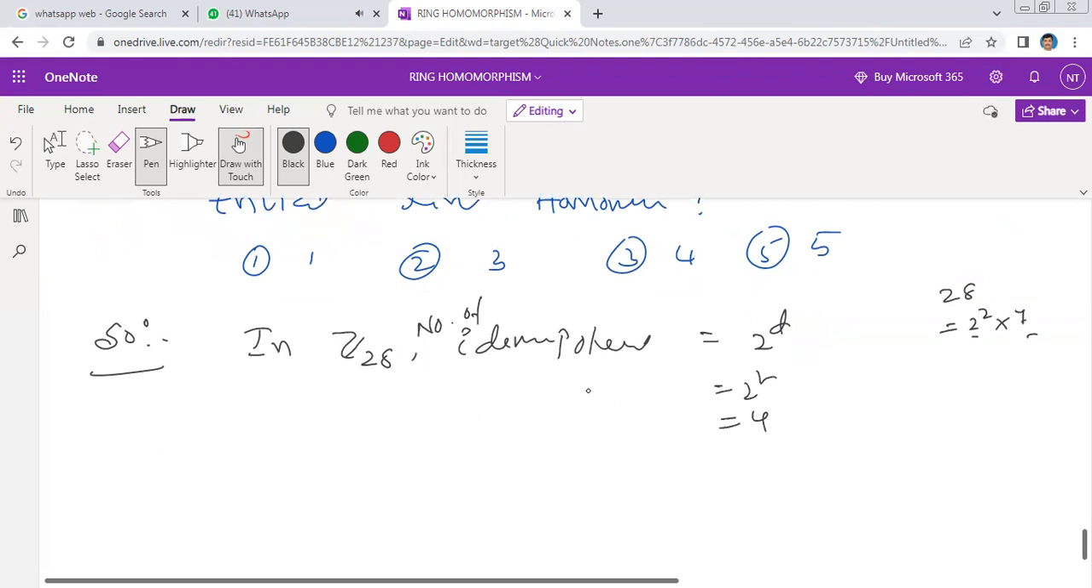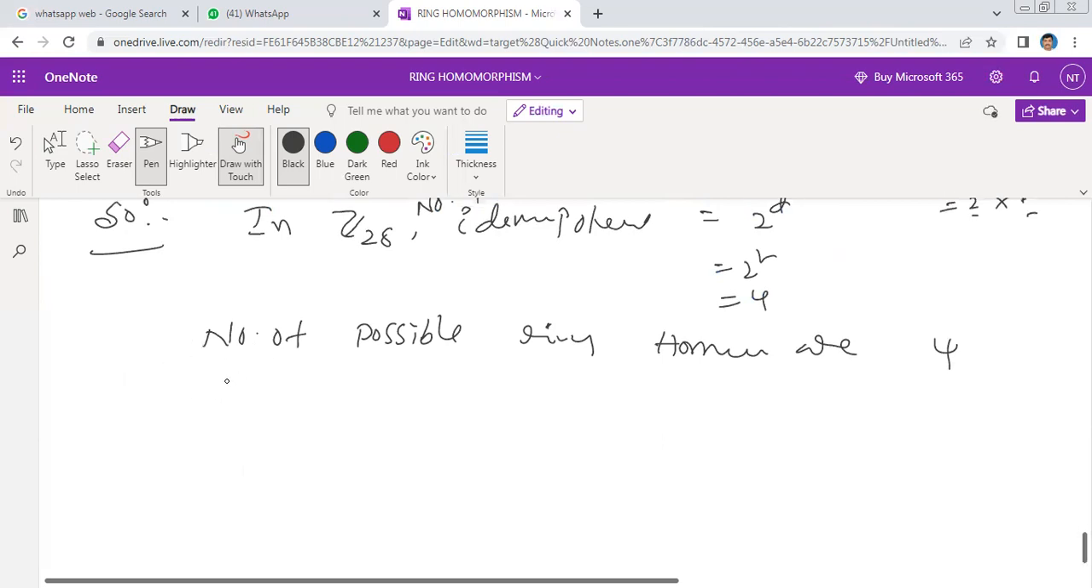2 power d 2 square, this is equal to 4. Right? How many ring homomorphisms are possible? Number of possible ring homomorphisms. Ring homomorphisms ఎన్ని ఉంటాయండి? 4. Number of possible ring homomorphisms are 4.